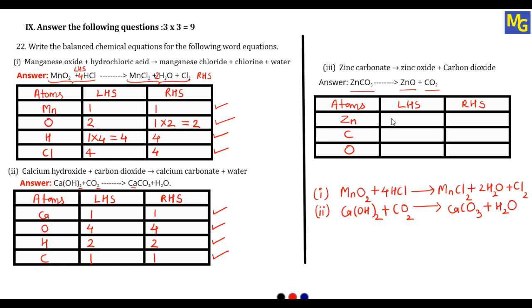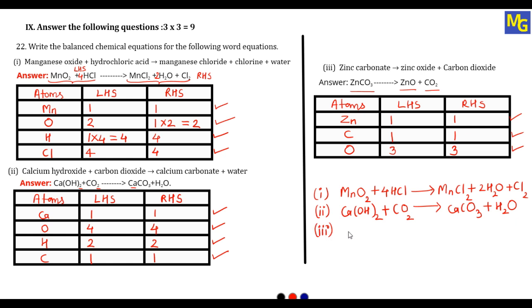Zinc on LHS side it is 1, RHS side also it is 1. Carbon on LHS side it is 1, even on RHS side it is 1. Oxygen here it is 3 and this side 1 from ZnO, 1 from CO2, so total again 3. So if you see zinc 1 1 balanced, carbon 1 1 balanced, oxygen also 3 3 balanced. So this reaction is also already balanced. No need to balance this equation.